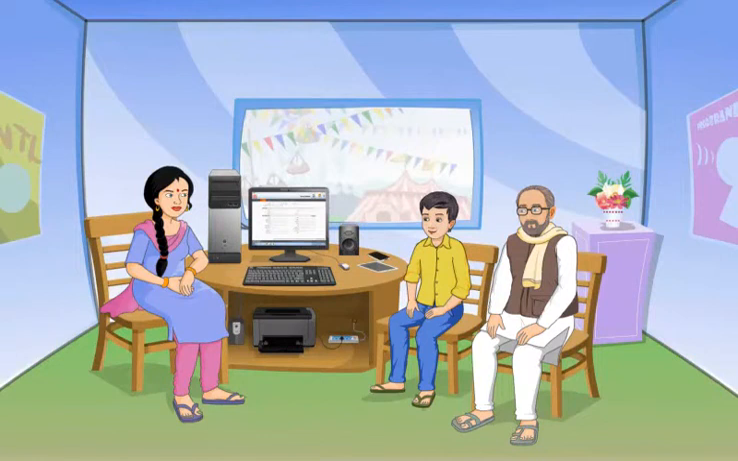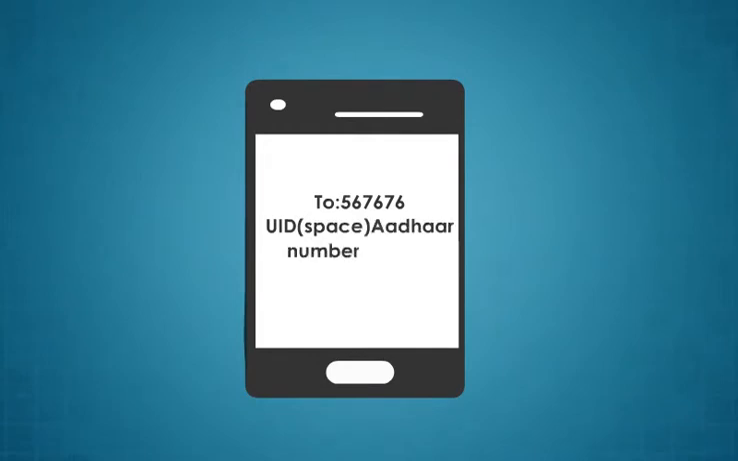Can we also link our Aadhaar through a mobile phone? Yes, definitely. From your registered mobile number, send an SMS to 567676 in the following format: UID space Aadhaar number space account number. If the mobile number is not registered, or in case the Aadhaar is already linked to the account, an SMS reply will be sent to you.